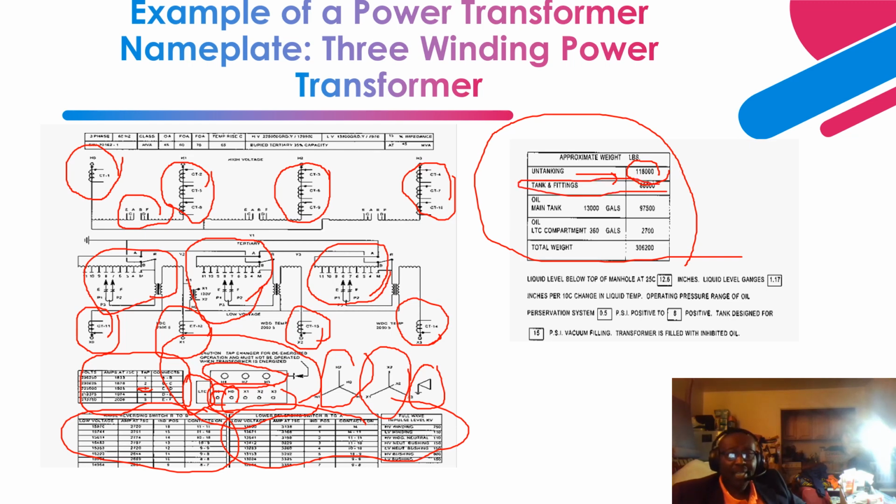Next is the main tank, the oil, right? Okay, like I mentioned, 30,000 gallons, right? And the weight in pounds is shown. Okay, so this information basically helps during the transportation of the transformer, when the oil is drained and put in gallons, right? To know the amount of weight.